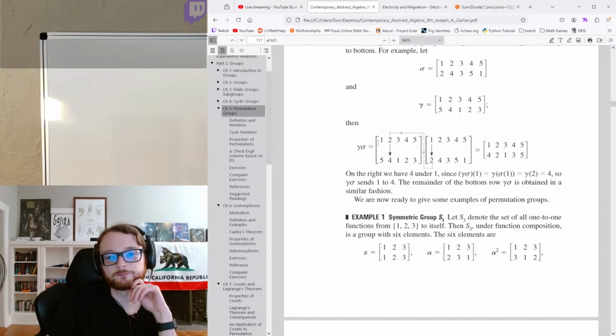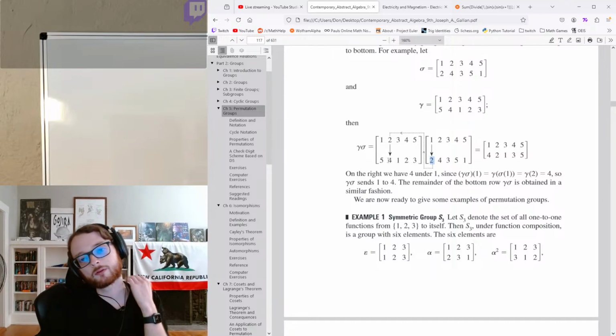And you can compose these permutations. If you have gamma of sigma, you would go from right to left with these permutations. So if you gave this composite function a 1, we'd start with the sigma permutation and say this one gets assigned to 2, and that 2 now gets assigned to 4 from gamma. Okay.